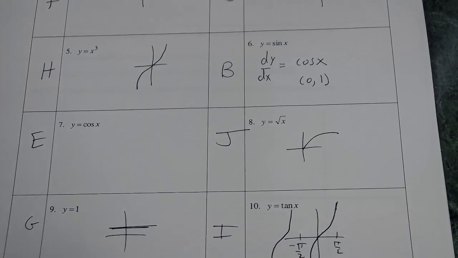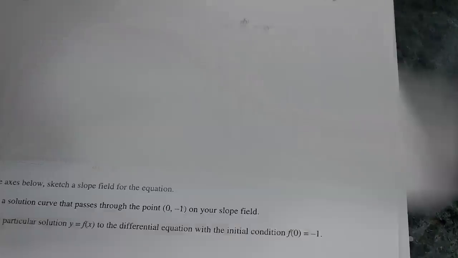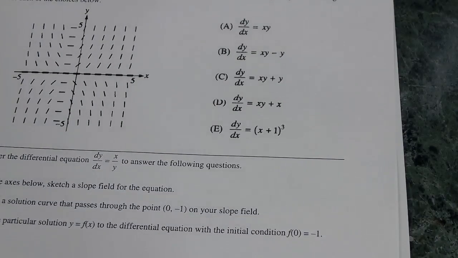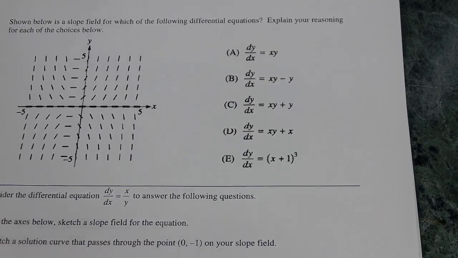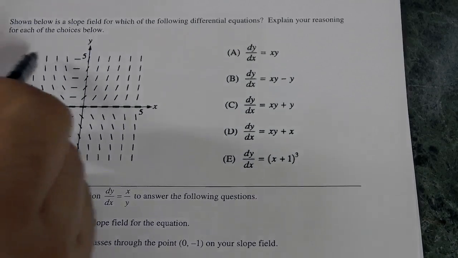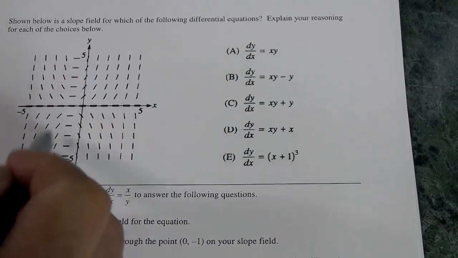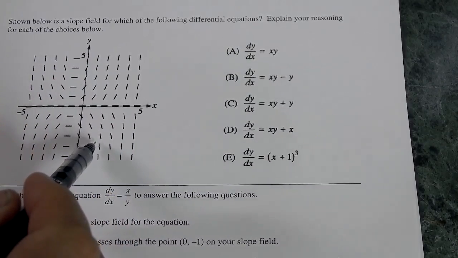So this is matching a slope field to a solution, which is a little bit easier because they gave us the solution. All right, let's do these two problems real quick. Shown below is the slope field for which of the following differential equations? Okay, so here we go. You can see it either opens up and then what? It opens down, doesn't it?